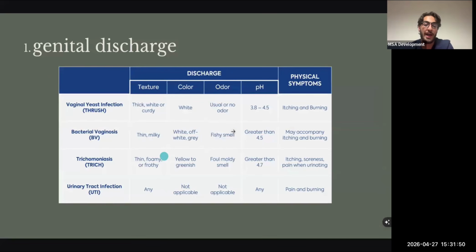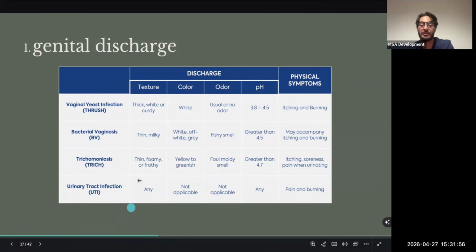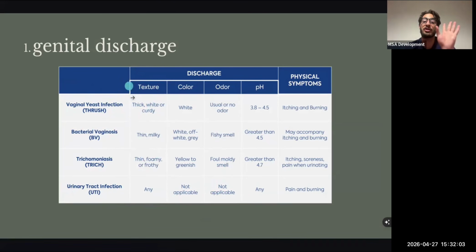Okay, so how do you tell the difference now between BV, Trichomonas, and Candida? I don't want you to worry too much about this bottom row because we already talked about it previously. You're going to look at the texture first of all of the discharge. If it's thick, white, or curdy, and they describe it as cottage cheese, it's Candida. All right, and it's going to be white. There's usually no odor with Candida, and the pH usually is normal, so 3.8 to 4.5.